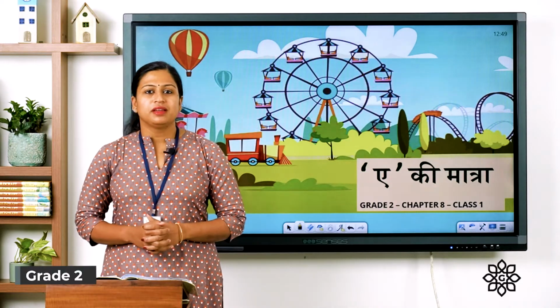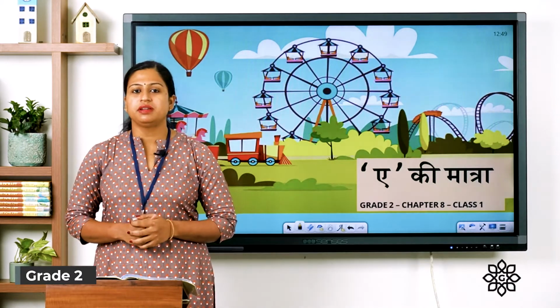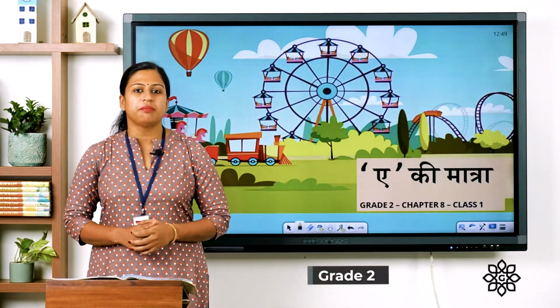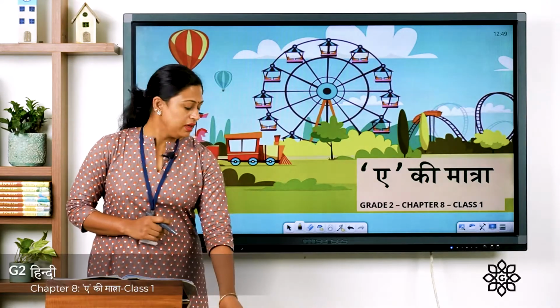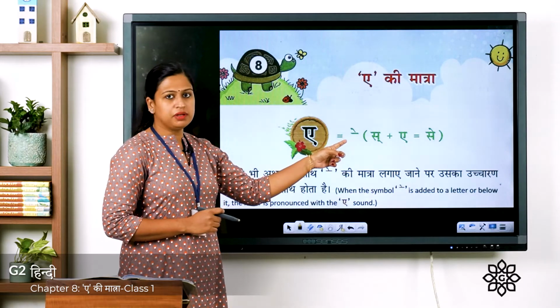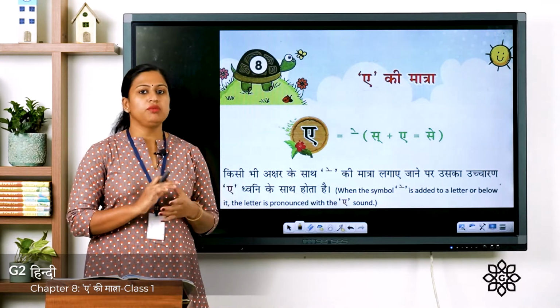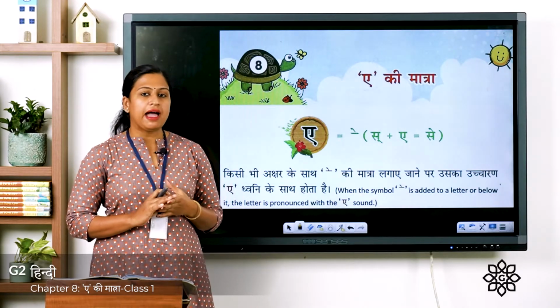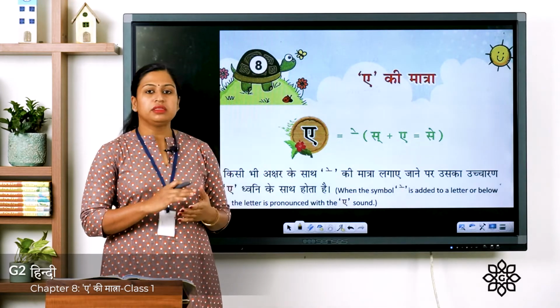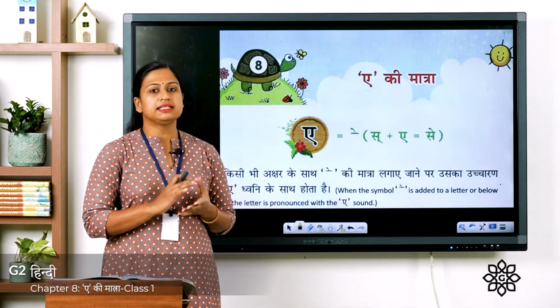Namaste bachcho. Today we'll start with a new chapter and the name of the chapter is A ki matra, chapter number 8. So here you can see Vyanjan letter A and its symbol. That's a small string we write on the top of the Vyanjan letters. So when we add this symbol with any Vyanjan letter, that Vyanjan letter has a A sound.